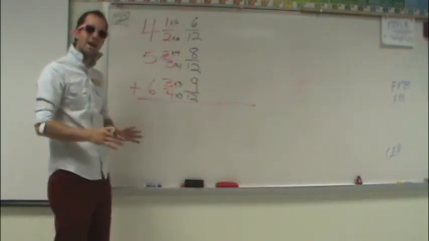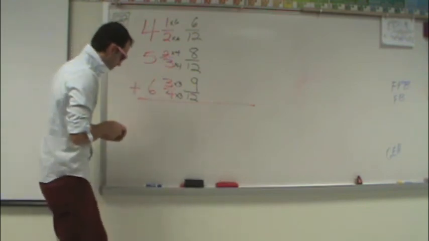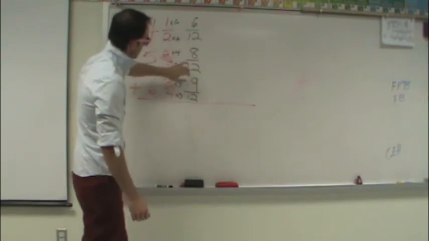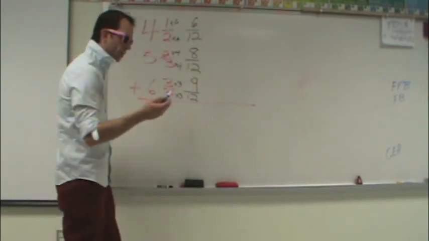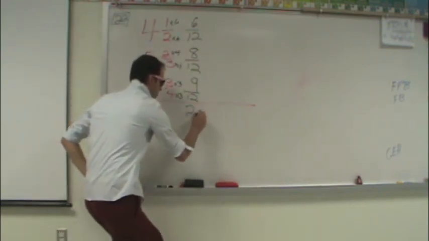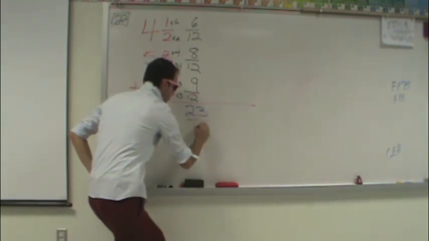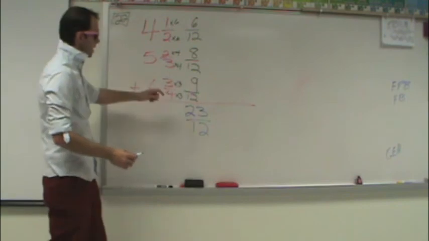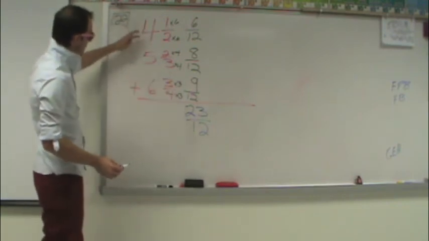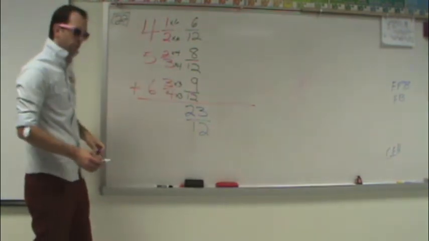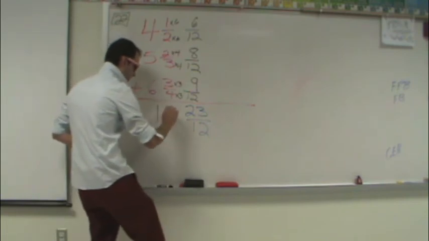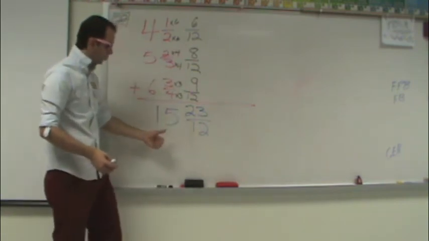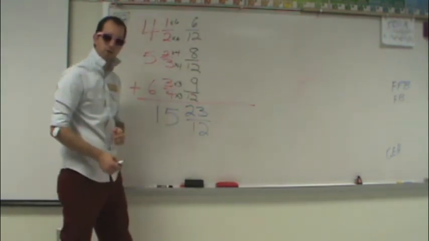Now I can add the fractions that we have. I'm going to add up 6 and 8 and 9 to get 23/12. Denominator, of course, stays the same. After we've done that, we are then going to add up our whole numbers and get 15. This is great, but unfortunately, we have an improper fraction.